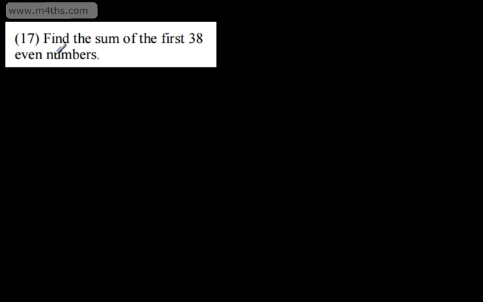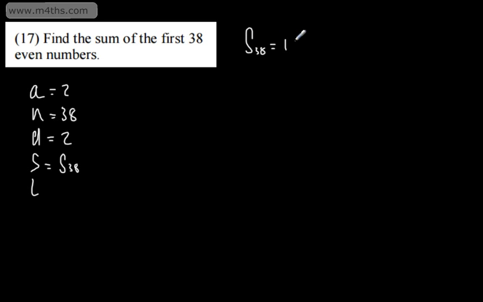Question 17. We're asked to find the sum of the first 38 even numbers. So using the format we know, a, n, d, s and l, we've got a first term. Well, the first even number is 2. If we consider we're summing 38, the difference is 2, and we can go ahead and find the sum of the first 38 terms. So S sub 38 is 38 over 2, which is 19, times 2 lots of a, which is 4, plus n minus 1, which is 39, multiplied by 2.